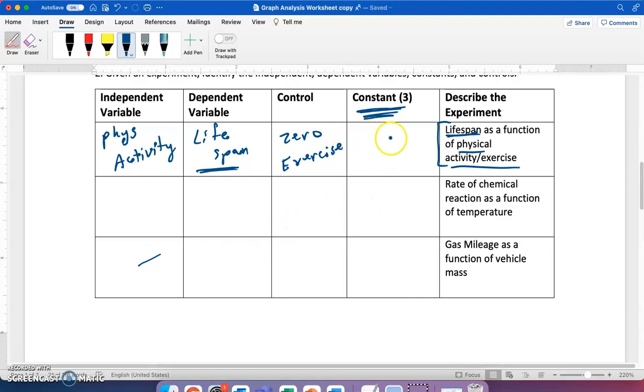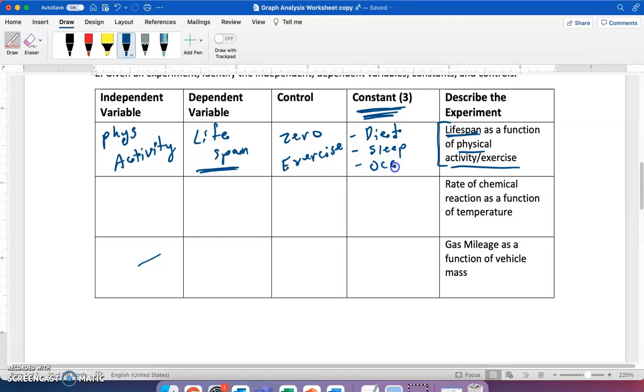And then between the two groups, I would probably want to make sure they're eating the same thing. One group lives off of pop and chips, and the other group eats their fruits and vegetables. That's going to make a big difference. So I want their diet to be the same. I'd also want, again, sleep. They have about the same sleep habits.